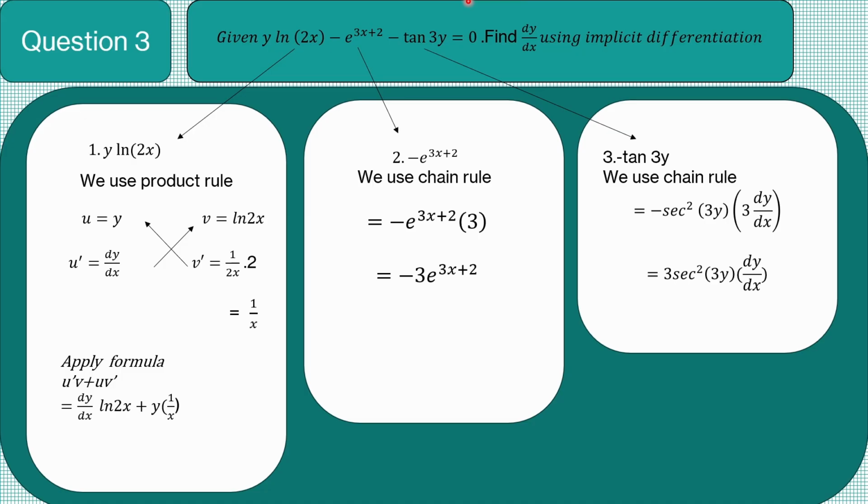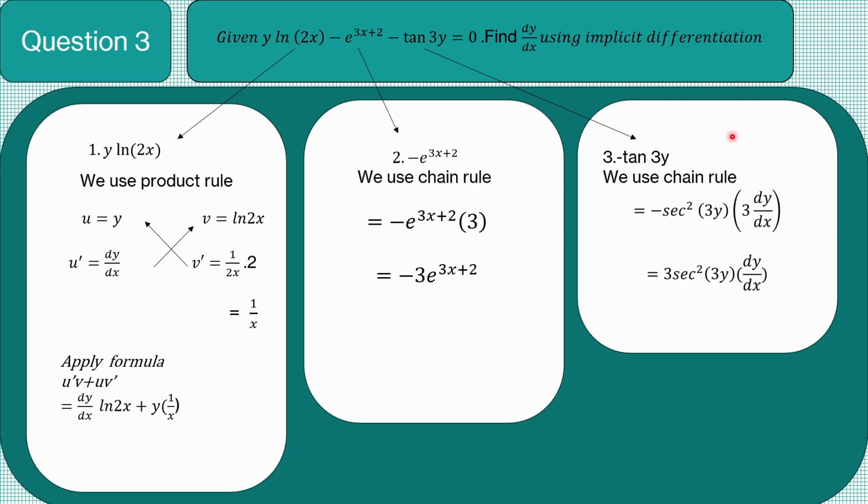Okay. So for this part, we have minus e to the power of 3x plus 2. The way we are going to differentiate this is deriving the 3 from the power, and then we multiply the 3 and end up with minus 3e to the power of 3x plus 2.